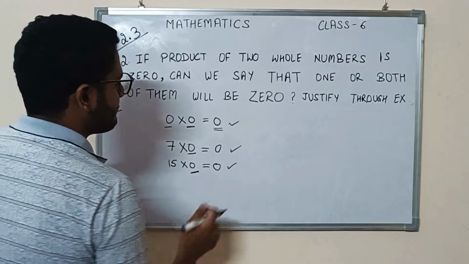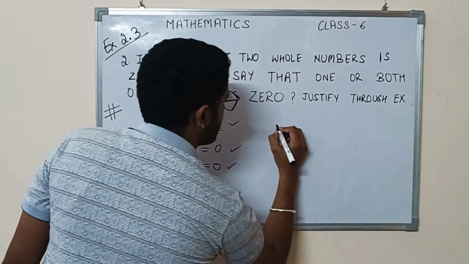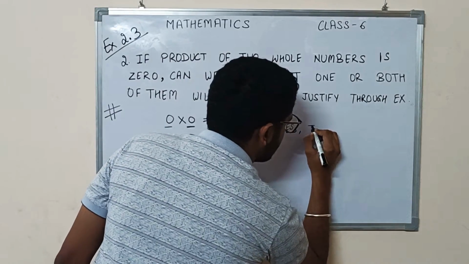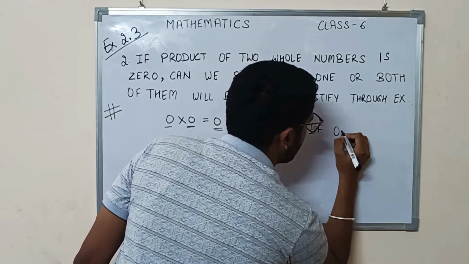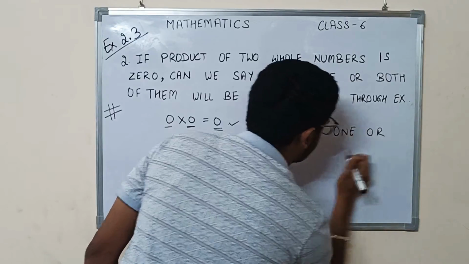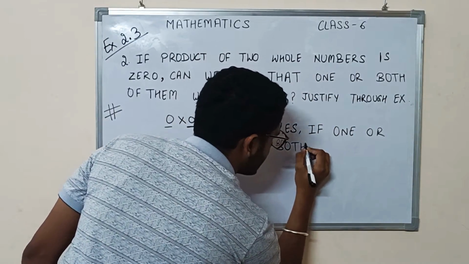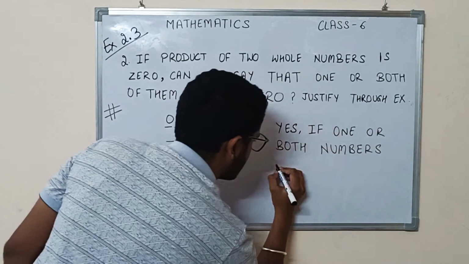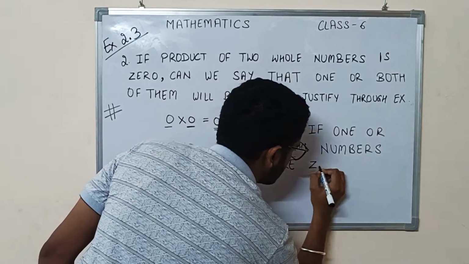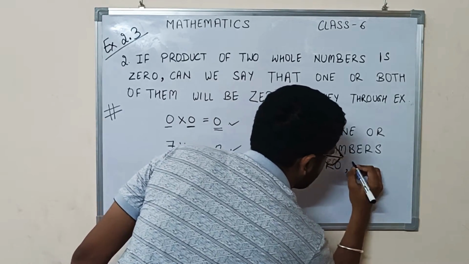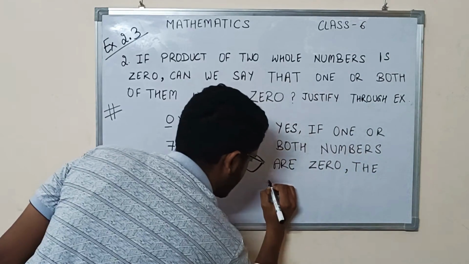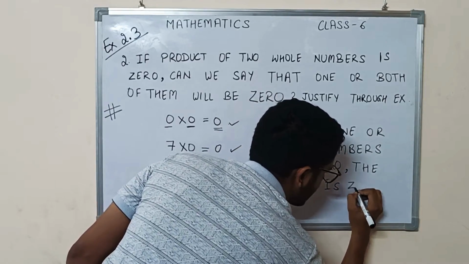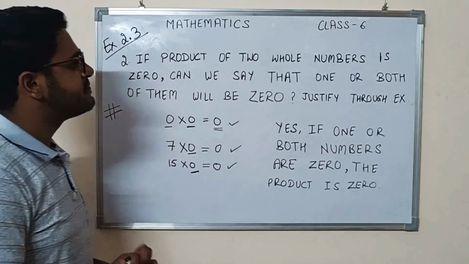So here what we will say: yes, we can say if one or both numbers are 0, the product is 0. Okay, easy.